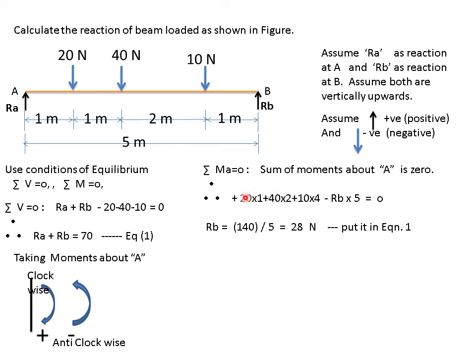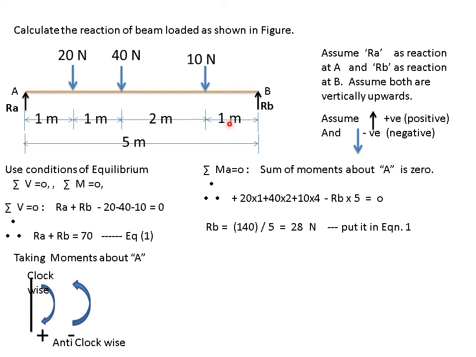So you are taking moment about A. See, this is plus because it is clockwise. So 20 into 1. This is the first moment, force into distance. Second force is 40, 40 into this distance because we are taking moment about A. So 40 is placed at 2 meters. So 20 into 1 plus 40 into 2 plus this 10 into this distance, that is 4 meter, 10 into 4, minus RB because RB is going to cause anti-clockwise movement about A. So it will be minus, since it is anti-clockwise, force multiplied by distance.